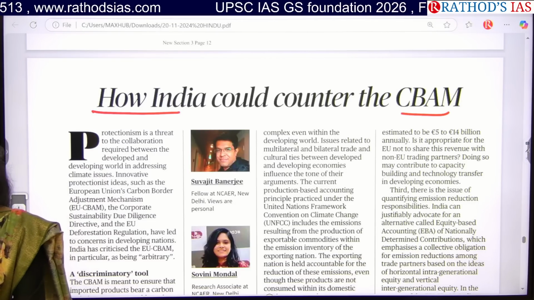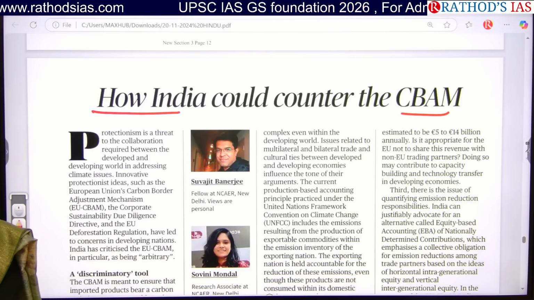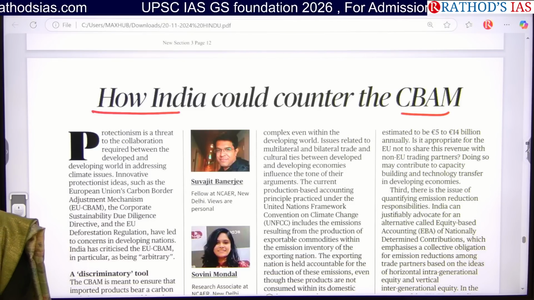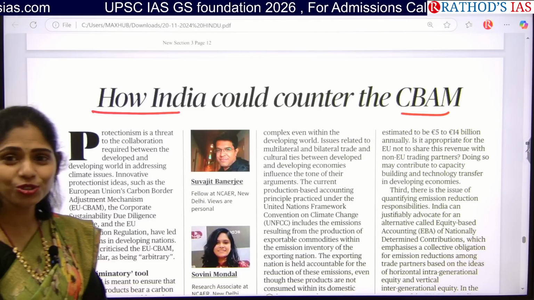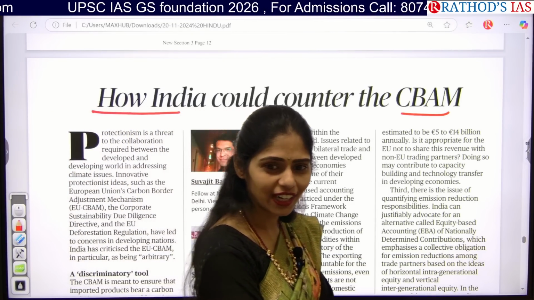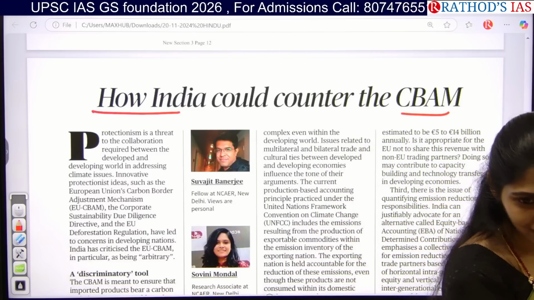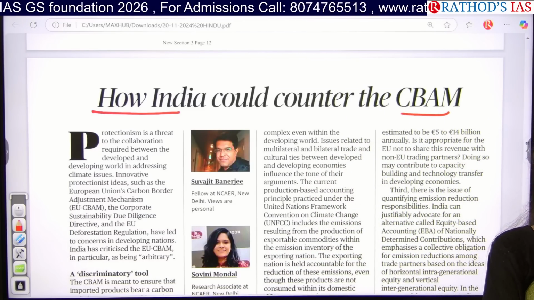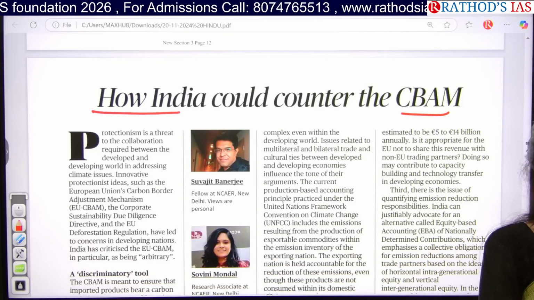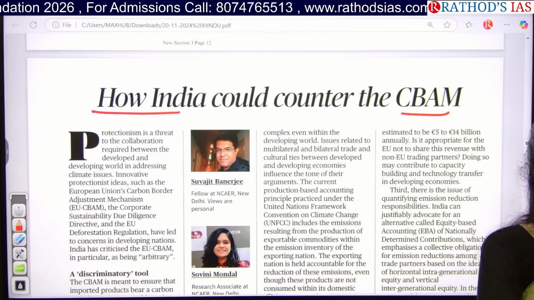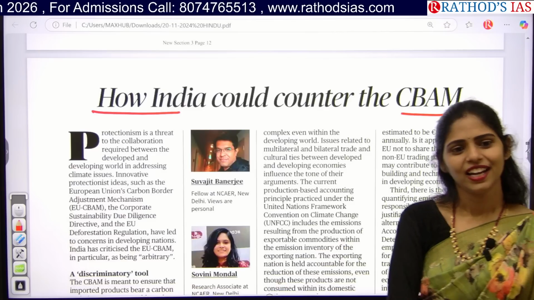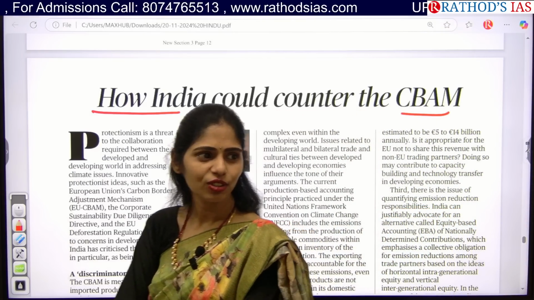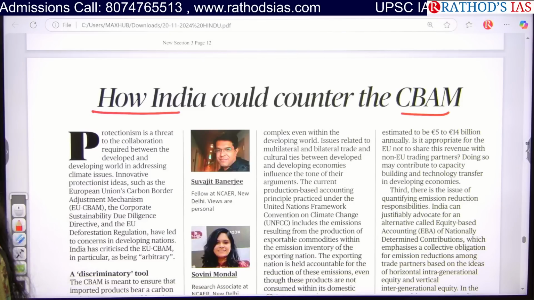What can be done? We have to impose restrictions on the European Union, but tit for tat. Then what happens? Filing of a case in the WTO. Then what happens? India will be losing in that case, obviously. Then tell me, what can you do, guys, to counter this CBAM?